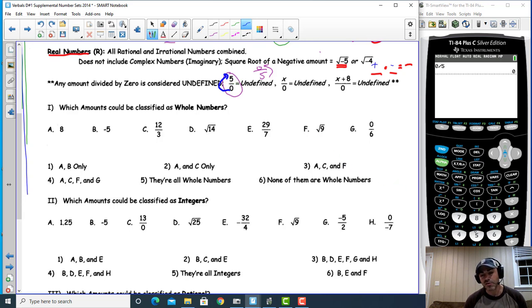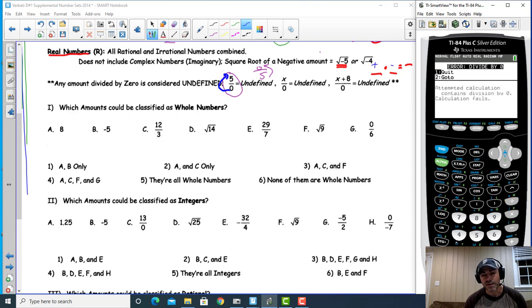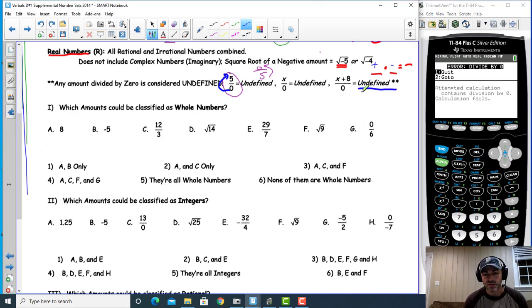And if you did that on your calculator, if you perform that computation and ask your calculator what is 5 divided by 0, it's going to have a really difficult time with that. It's like, I can't divide by 0. The number is indescribable. It's too large. So whenever you try and divide an amount by 0, we identify that it's undefined. There's no way to describe it.